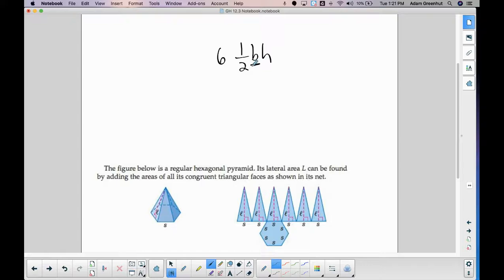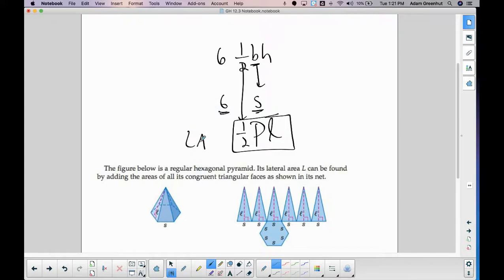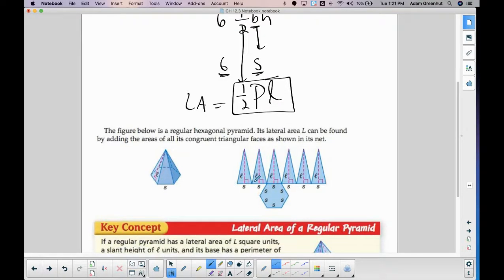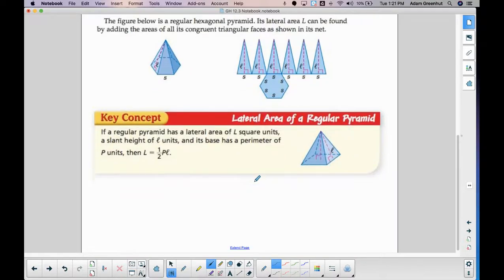The base of each triangle is the side length of the base. And in this case, those 6 s's are just the perimeter of the base. The half is going to stay a half. And then the height of each triangle, we said, is called the slant height. Half perimeter times slant height. That's going to be our formula for the lateral area of any pyramid. That'll give you the sum of the areas of the lateral faces, which are triangles. So the lateral area of a pyramid, again, I use LA, is half the perimeter of the base times the slant height.